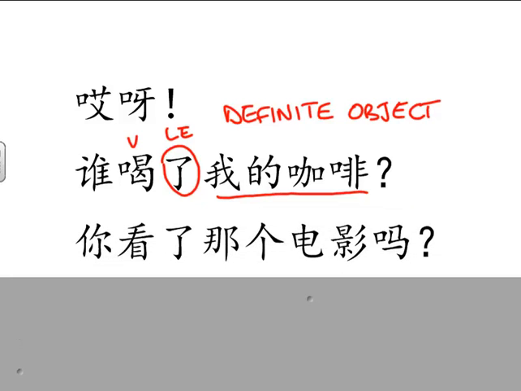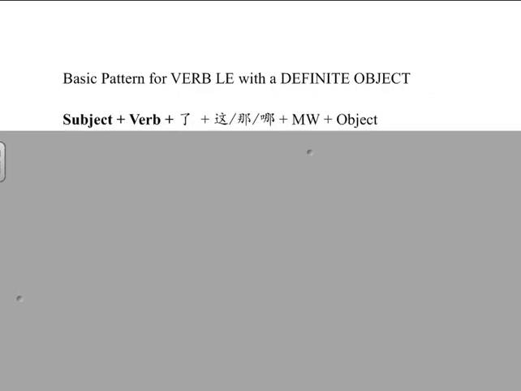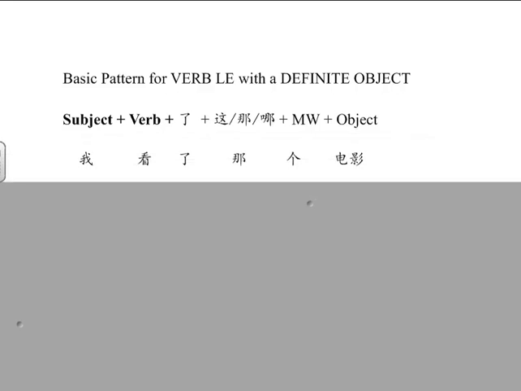Look at this example. 你看了那个电影吗? Have you seen that movie? We're not asking someone if they've just gone to see a movie, but we're asking them specifically, have you seen that movie? And in this case, this is definite, and once again, we're using verb le, going right after the verb. Okay, so our pattern for this sort of sentence with verb le with a definite object is your subject, verb le, and then a word like ji or na, when you're trying to ask a question, which one, you want to establish which individual one it is, plus a measure word plus an object. Okay, so 我看了那个电影. I've seen that movie.